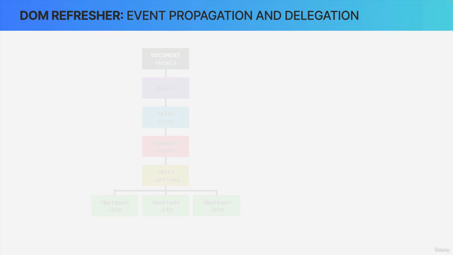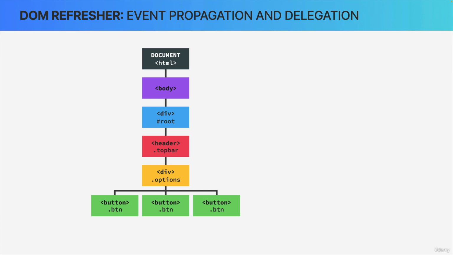So let's consider this tree of DOM elements. And note that this really is a DOM tree, so not a fiber tree or a React element tree. And now let's say that some event happens, like a click on one of the three buttons. And so here is what's going to happen in the browser.